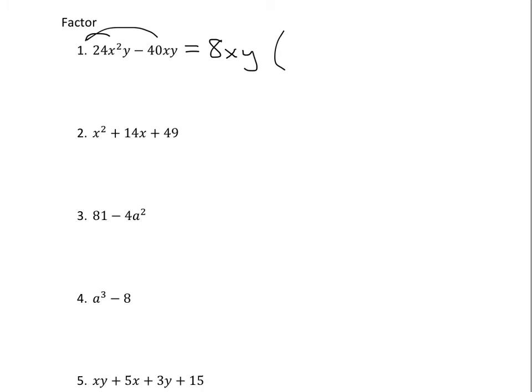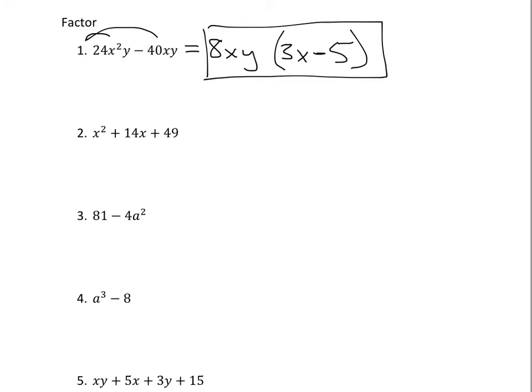So when you divide an 8 out of 24, you're left with 3. When you take 1x out of the x squared, you're just left with 1x, and when you take 1y away from 1y, it's just nothing. Okay, so you're left with 3x, and when you take the 8 out of 40, you're left with 5. You took the x and the y out, so that is it. So that's how the first one factors.